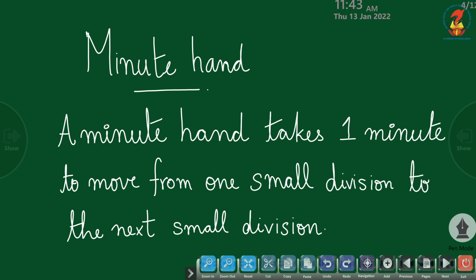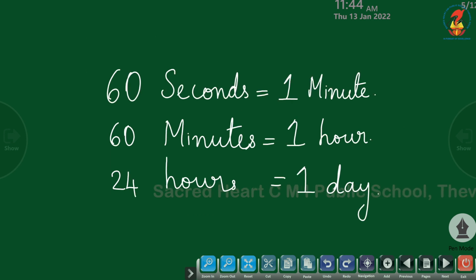Then the minute hand, that is the longer hand. A minute hand takes 1 minute to move from one small division to the next small division. What is the minute hand? The longer hand. The clock has two hands. One is the longer hand, the second one is the shorter hand. The longer hand is called the minute hand, the shorter hand is called the hour hand. A minute hand takes 1 minute to move from one small division to the next small division.